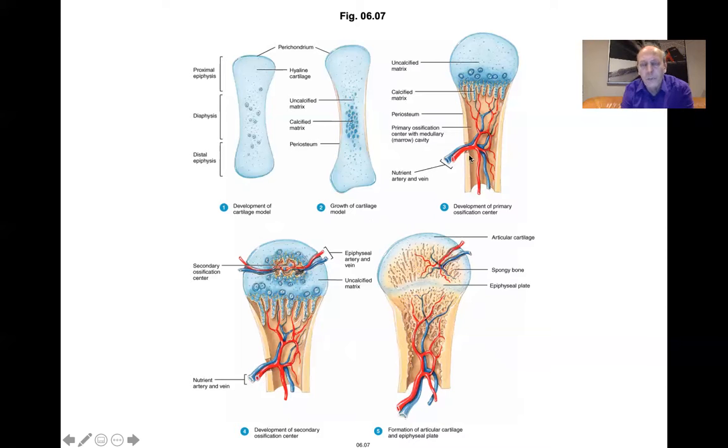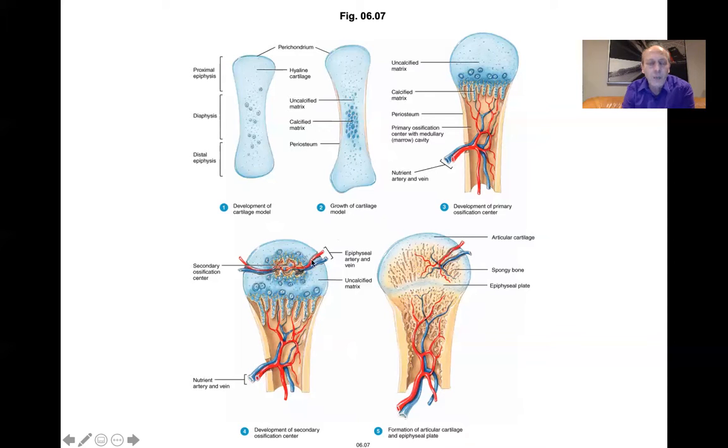And then the process of ossification will start continuously spreading towards proximal and distal epiphysis. So on the diagram 3, you can see here that diaphysis is nearly completely ossified, but the same process still has to happen and to affect both proximal and distal epiphysis.